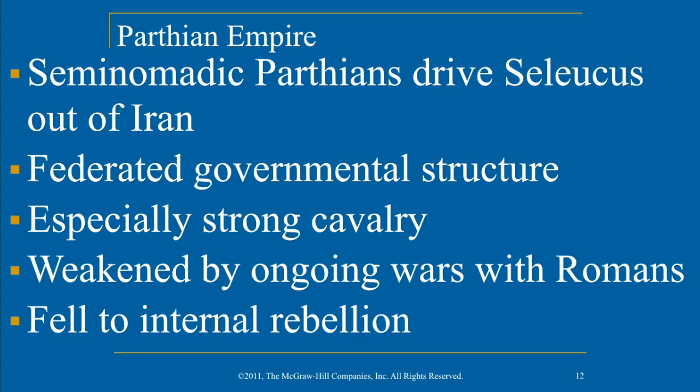It was similar to that of the Achaemenids with their satraps, but they had some problems with this, as they allowed a lot more decision making and power to go to the local leaders. This led to some rebellions with smaller consequences as a result. They had especially strong cavalry, which were horseback riding infantry. They were weakened by ongoing wars with Romans and eventually fell to an internal rebellion, a civil war style conflict.